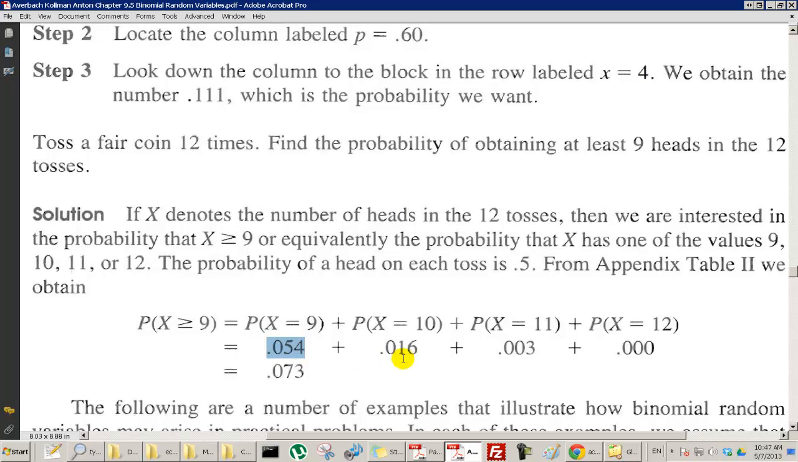0.054. And you could do the other ones as well. You add them up and you get this. This is the probability that X is greater than or equal to 9. That means the probability that we get at least 9 heads.